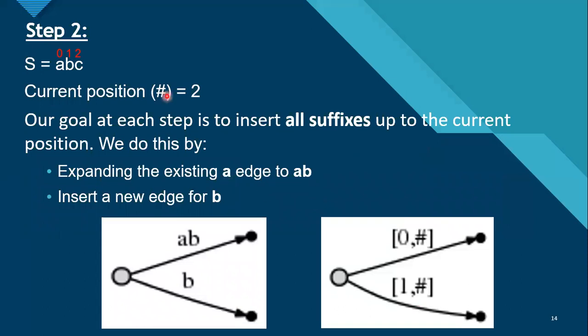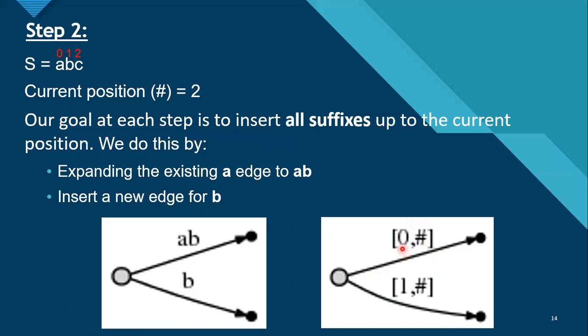So next step, step 2, our current position is 2, so we are now processing the character B. So at each step, our goal is to insert all the suffixes up to the current position. So we do this by first expanding the existing edge. We had just one edge A. So we expanded it by appending the character B to it, and then inserting a new edge B. And here in this representation, this happens automatically. So this hash character is automatically incremented to indicate the current stop position.